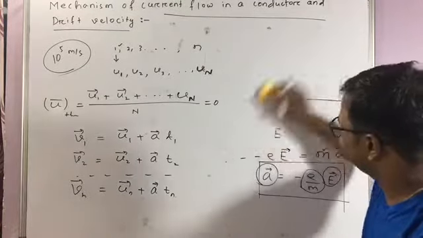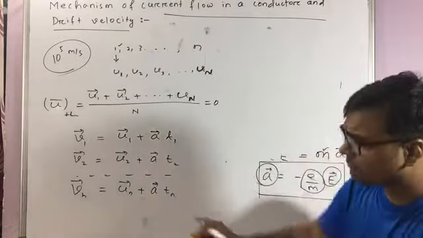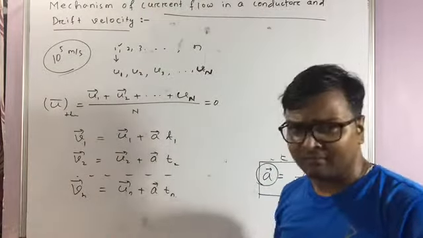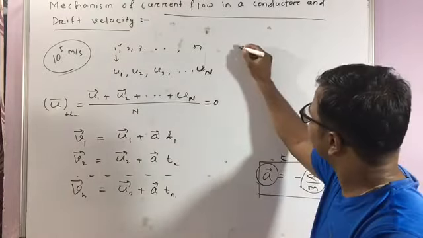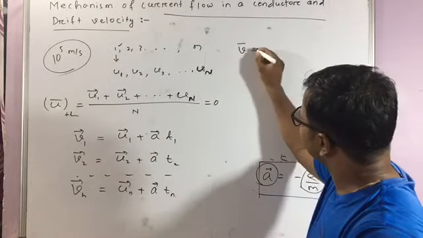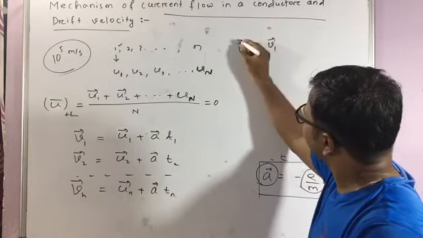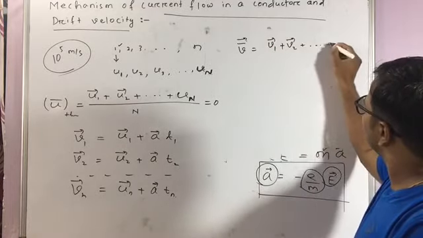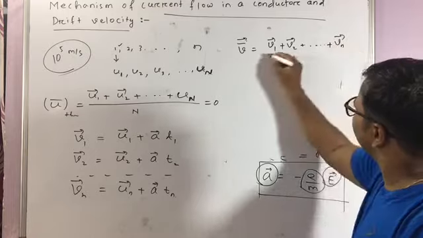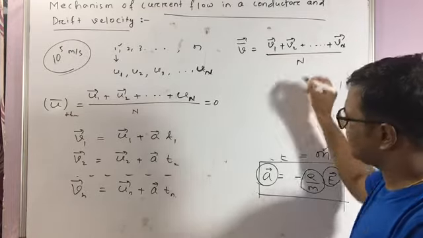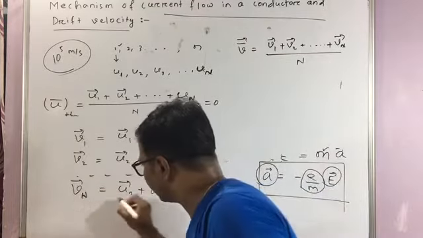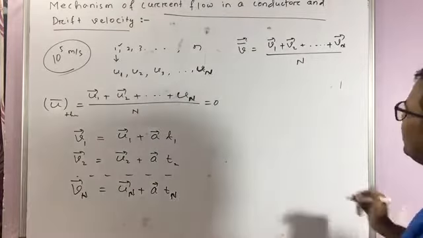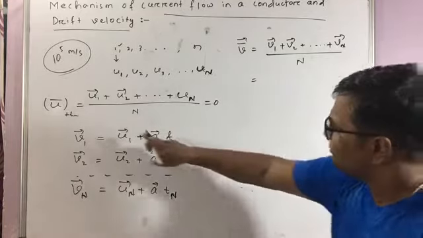Now see here, we can find the average value of the velocity after a certain time. The average value is given by V average is equal to V1 plus V2 plus up to Vn, divided by the number of electrons present. You can take it to be capital N, as I have already taken capital N. Now you see, you can put the values here.